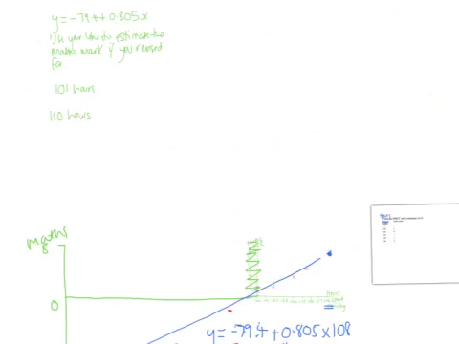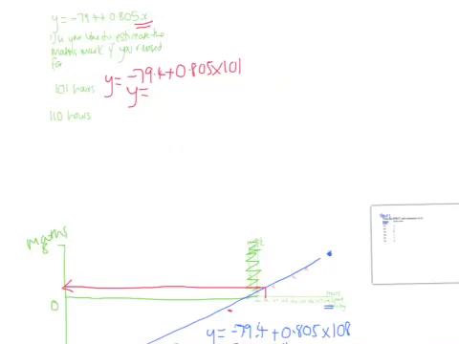Okay, here's another really classic question on the exam papers. Use your line to estimate the maths mark if you revise for 101 hours. So all we're going to do is feed 101 into there, and it's like seeing what this value is here on the graph. So y equals minus 79.4 plus 0.805 times 101. Now my calculator is giving that value as 1.905. About 2-ish, 1.905. So there's my answer.